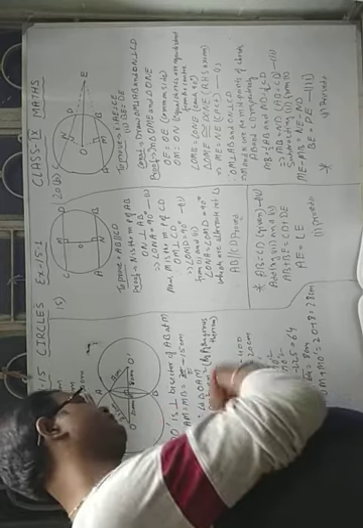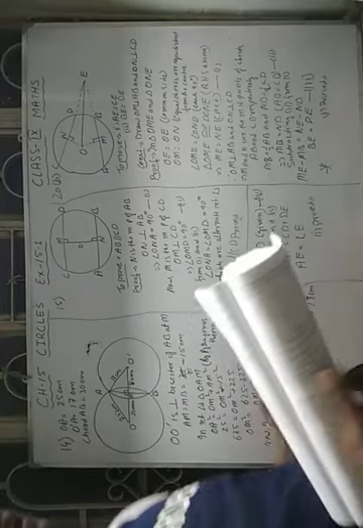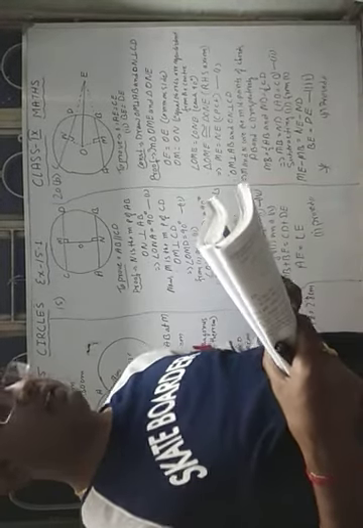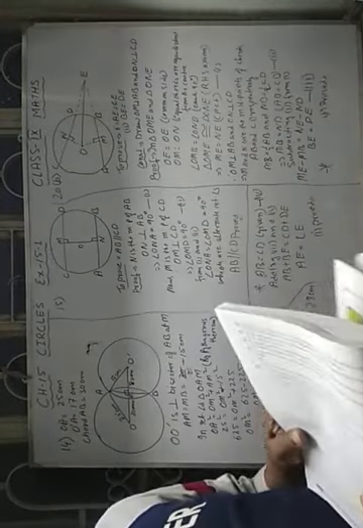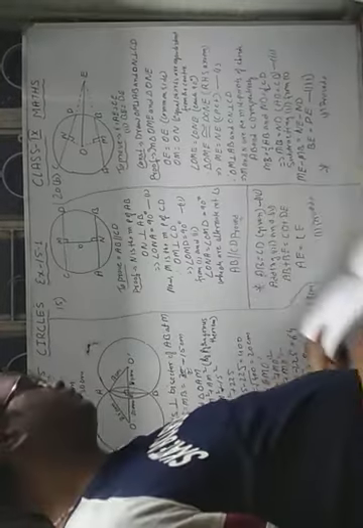Question number 15. What is the question here? The line joining the midpoints of two chords of a circle passes through its center. Then you have to prove that the chords are parallel to each other.